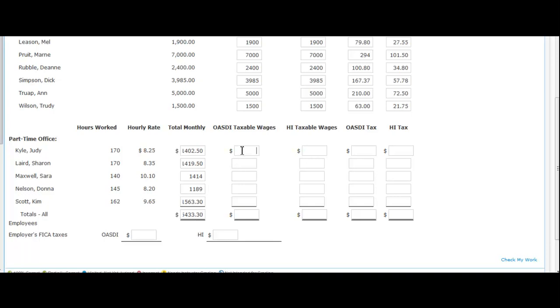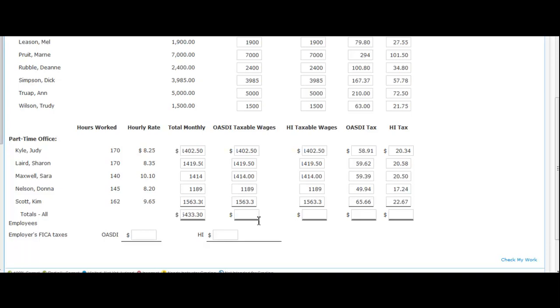So then we're going to have to calculate the taxable wages and then the high taxable wages. And this is going to be like above. Nobody's making over the maximum of $110,100, so all of it will be subject to OASDI and all of it will be subject to taxable wages. Okay, so I've gone in and I've calculated everything, and for our OASDI we took the total taxable wages times 4.2%, and for the high tax, we took the total taxable wages times 1.45%. So then we're going to total this up, and remember this total includes full-time and part-time employees.